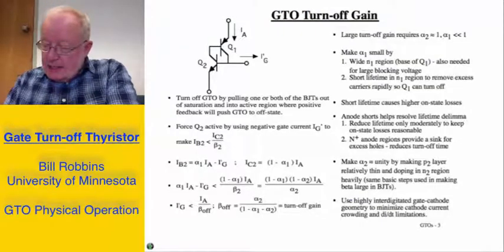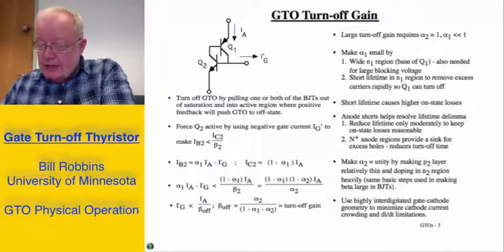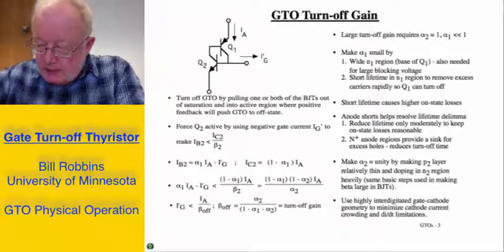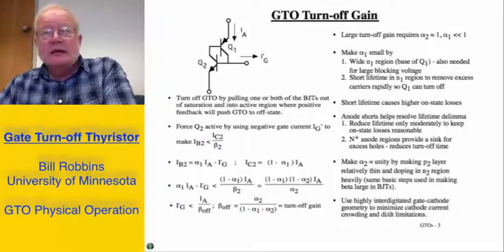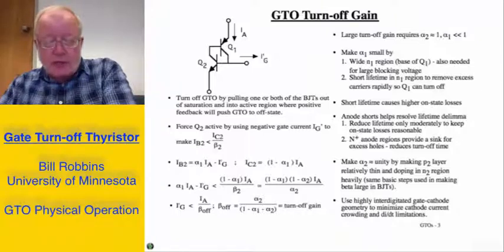Going on to the next topic, where we concentrate on the physical operation of the device. The GTO is basically a standard thyristor in the sense that we use the same two transistor model to describe the basic operation of the GTO. So I won't go into a general discussion again about the overall operation of the GTO. I just want to concentrate on the turnoff operation.